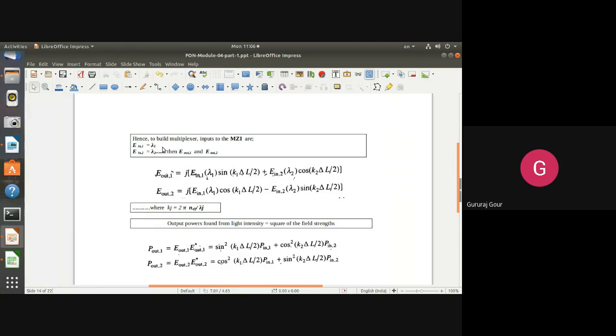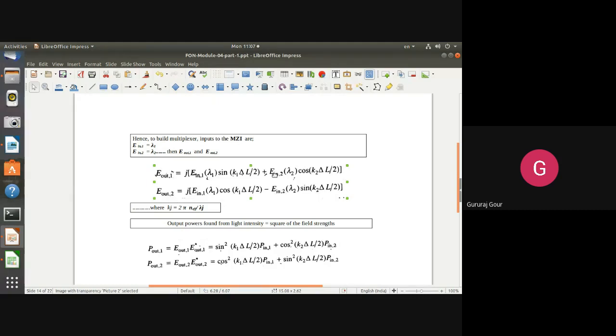In1 will have wavelength lambda 1, and In2 will be lambda 2, assume that it has a different wavelength. Then E out 1 is given by this equation. This also you have to remember directly. And E out 2 is given by this equation.